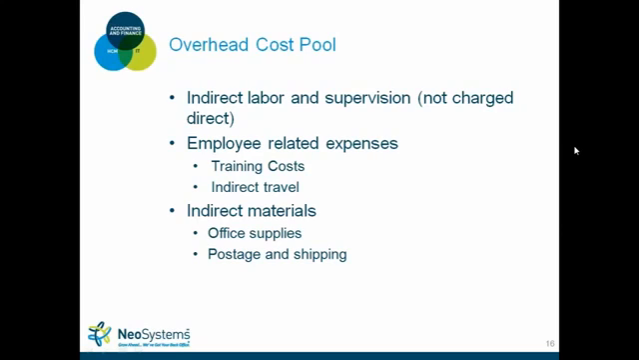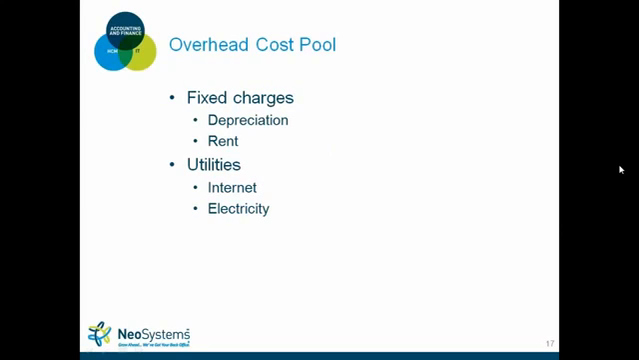And again, we'll go through the overhead cost pool. It's indirect labor and supervision, such as your PMs. Employee-related expenses are the training costs for your employees and any indirect travel that they might incur, and then also indirect materials, which are, for instance, office supplies, postage and shipping, and reproduction costs. Some of the fixed charges that we previously discussed that sometimes are in G&A cost pools really should belong in the overhead, such as the depreciation, your rent costs, and then obviously utilities such as internet, computer expenses, and electricity.